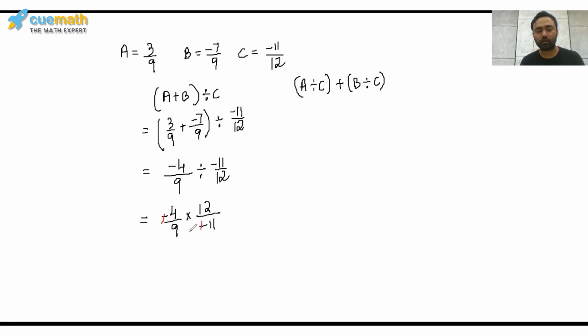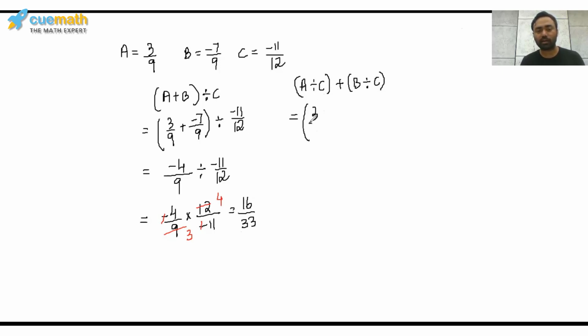Let's reduce the fraction by eliminating the common factors. So negative gone. 3 threes are, 3 fours are. So eventually we are going to get 4 fours are 16. So 16 over 33 is the value of the expression. Now let's solve the second expression to see what we are going to get.